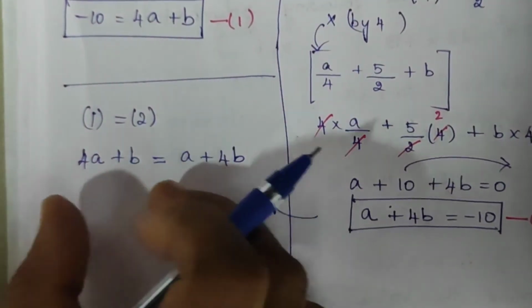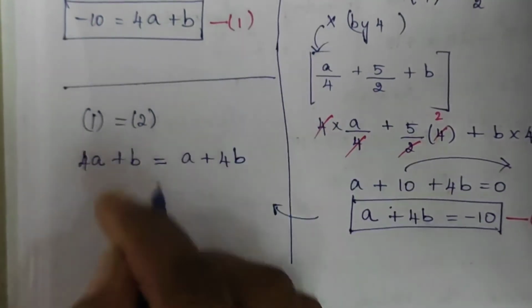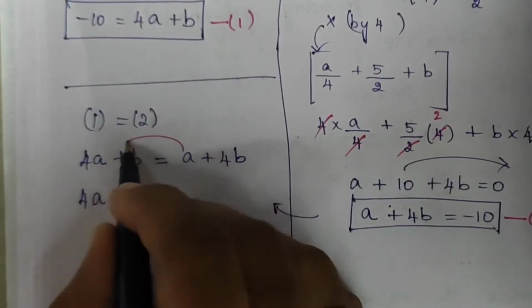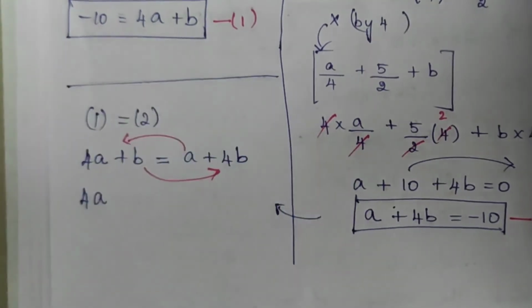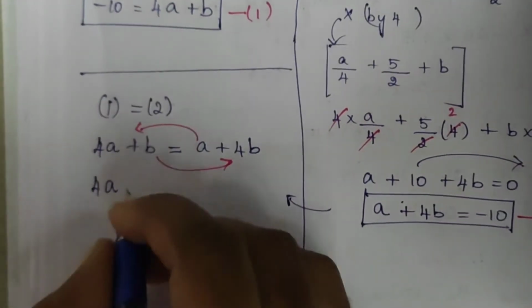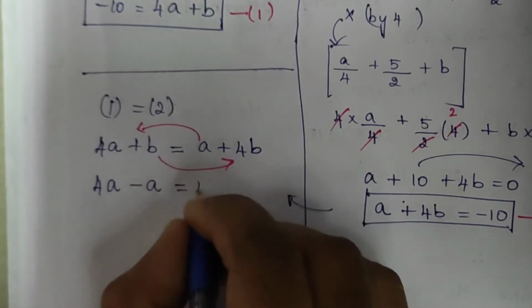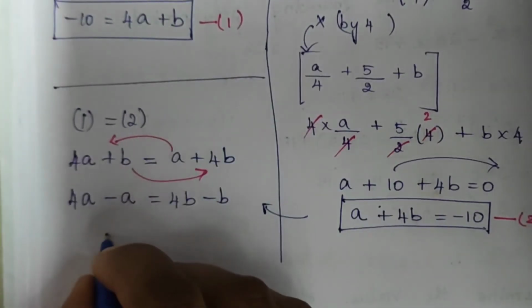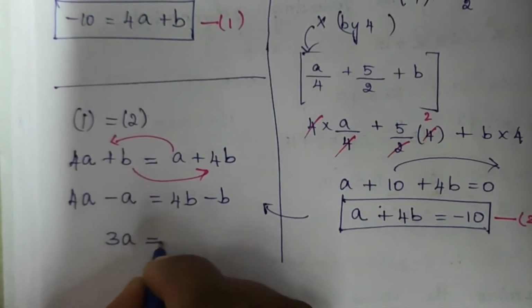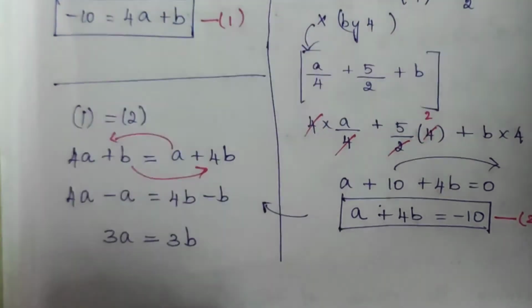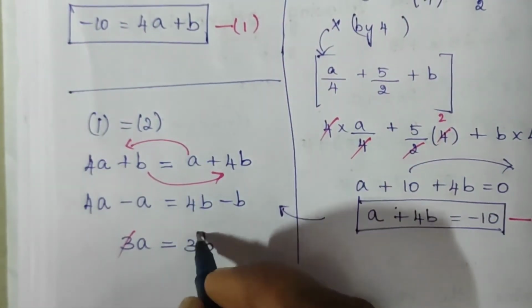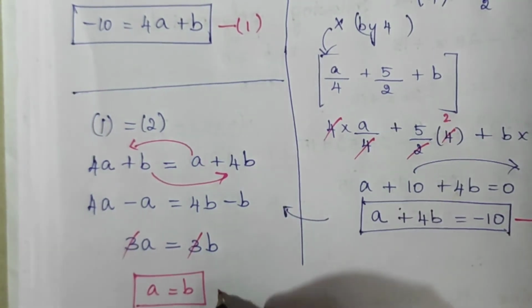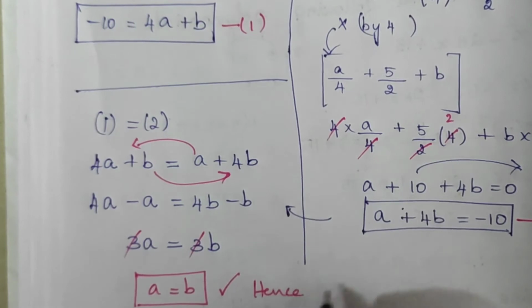Okay, now take all the a to one side and b to the other side. So 4a on one side and b on the other side, plus a will become minus a, and 4b plus b will become minus b. So 4a minus a is 3a, 4b minus b is 3b. Okay, 3 and 3 will get cancelled, therefore a is equal to b. This is what we are asked to prove, hence proved.